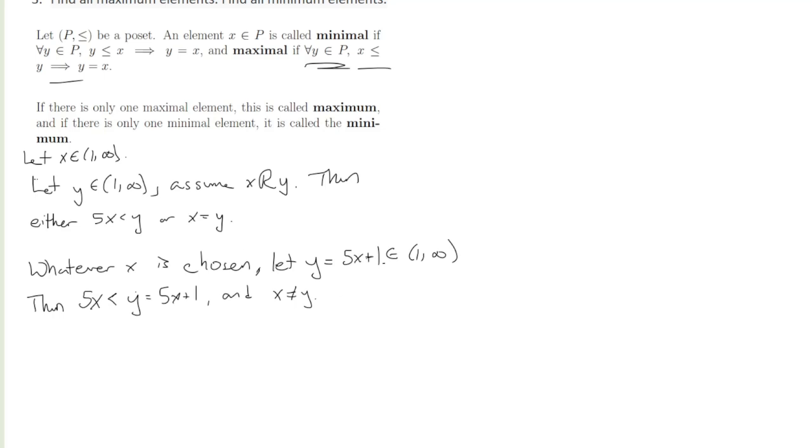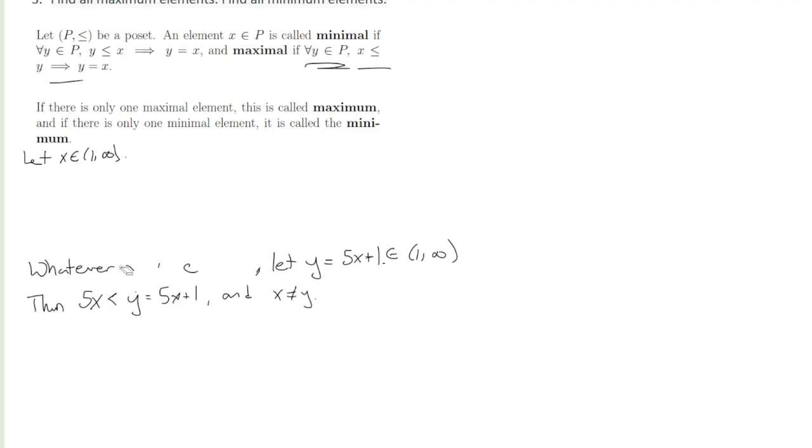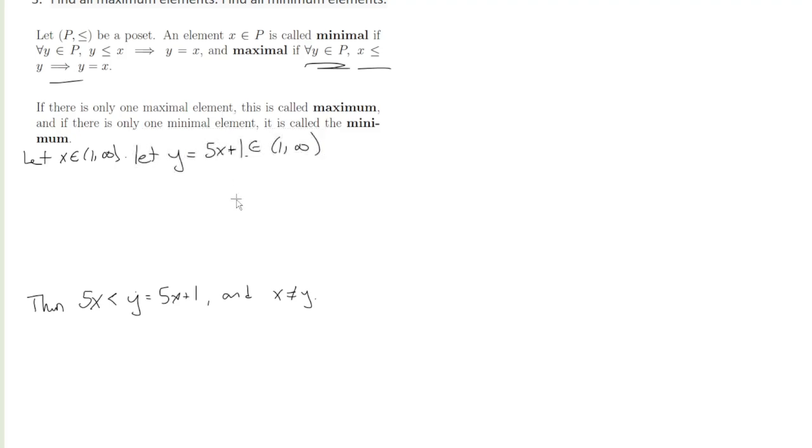So what have I shown here? I started doing the proof, and then I stopped there because I realized there's an easy counterexample. I just need to make sure that this is the way in which they are related. So let's write this a little bit nicer now. Let x be in 1 to infinity. Then whatever x is chosen, regardless of what x is, let y be 5x plus 1, which is also in 1 to infinity.